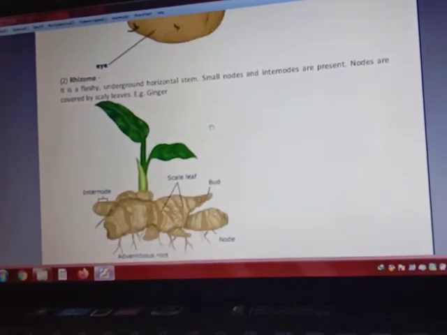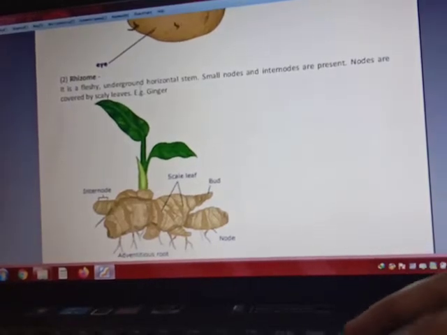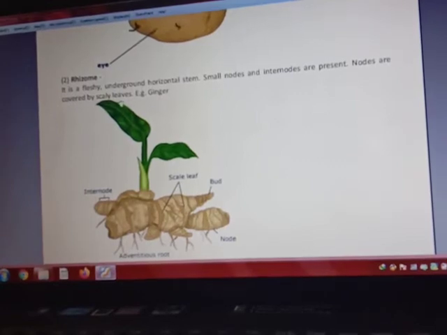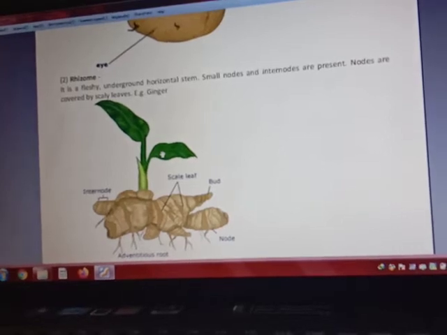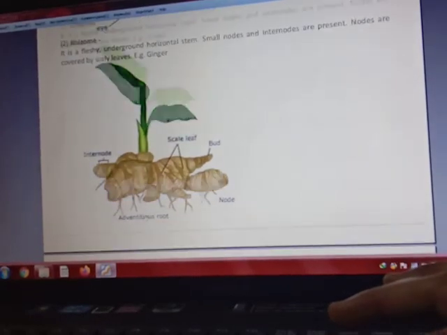Then next is rhizome. Again, it is an underground horizontal stem. Small nodes and internodes are present, and nodes are covered by scaly leaves. Example, ginger. It is almost, students, the same as a tuber. Only the difference is that in case of tuber only scaly leaves and eyes were present. Here nodes and internodes are also present. In case of ginger, you can see on the above part of the ginger, small ring-like structures are present. What are those? Those are nodes and internodes.